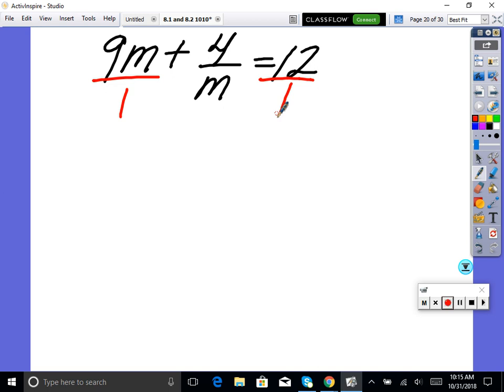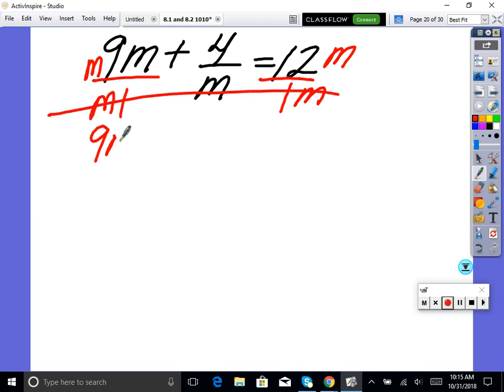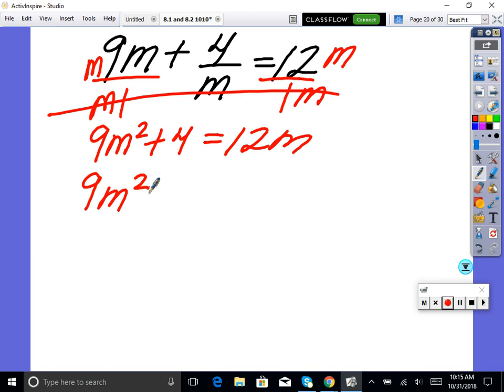Get a common denominator. So what do we multiply by? m over n. And then what can we do with our denominator? Cross it out with solving. So then we'd have 9m squared plus 4 equals 12m. And then you'd say I have to get it set equal to 0. So that's 9m squared minus 12m plus 4 equals 0. And then if it says solve with the quadratic formula, we'd go for it, right?